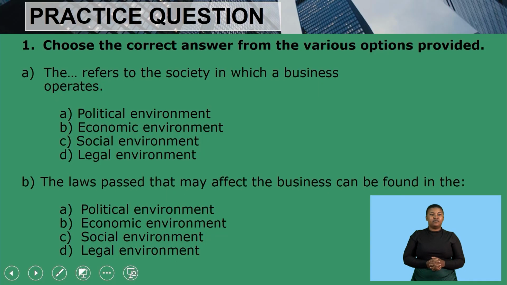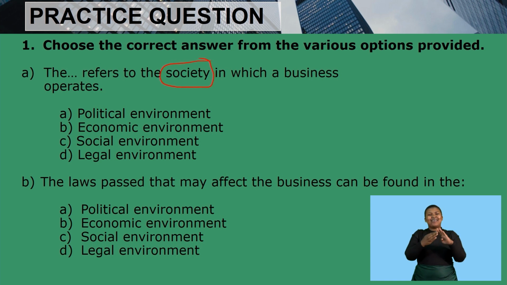Our practice questions. The first one is a multiple choice question. Choose the correct answer from the various options provided. Question A. The what refers to the society, there's a little clue there for you guys, in which a business operates. So remember, let's take a look at the options.